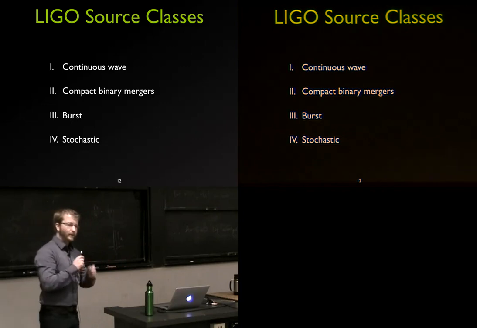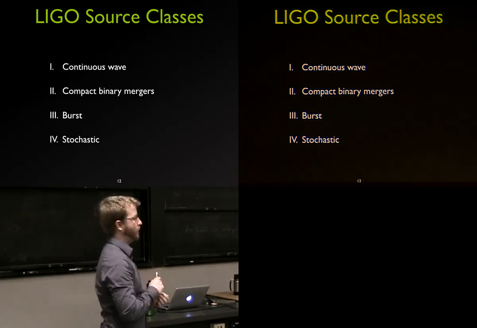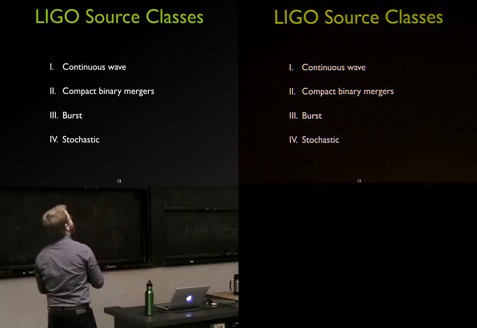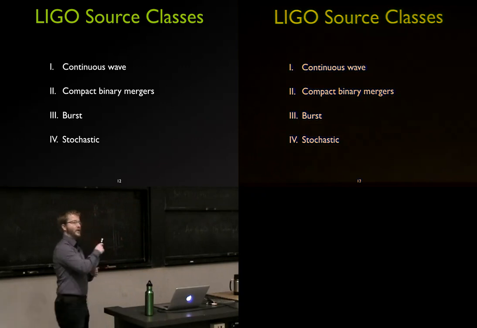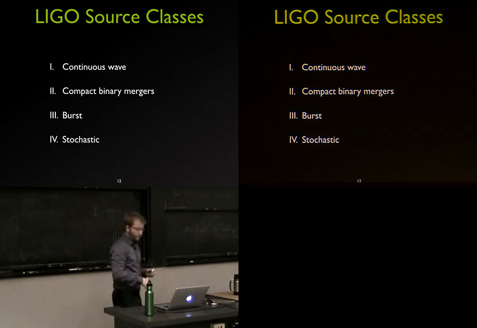Now this division is a little bit arbitrary. This is what we use internally in the collaboration to separate out the kind of sources we look for, the kind of gravitational waves we look for. And their separation is as much motivated by the actual physics of the source as it is the gravitational wave signatures and how we look for them.